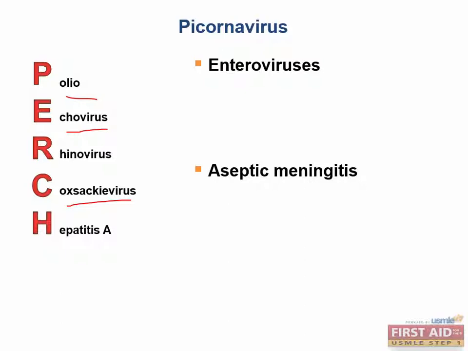Aseptic meningitis, in broad terms, is an inflammation of the meninges in the brain that is not caused by a bacteria. It is called aseptic meningitis because if a spinal tap is done, the cerebrospinal fluid will not exactly look pus-filled like in a bacterial meningitis. Therefore, it is called aseptic meningitis.